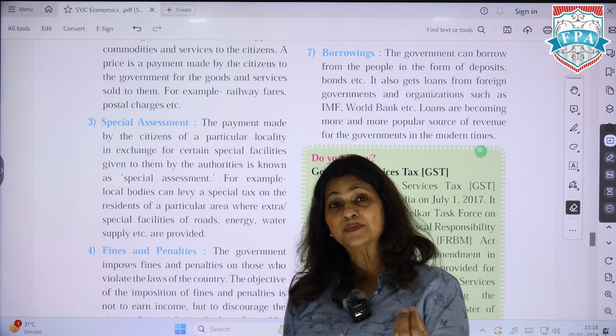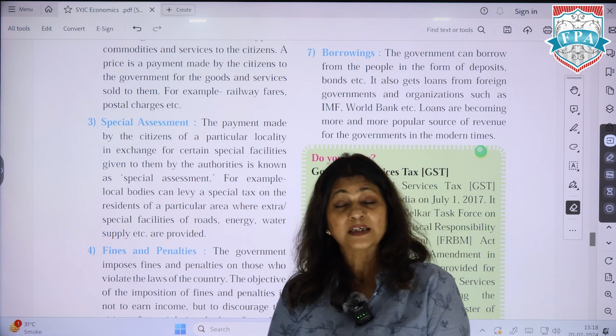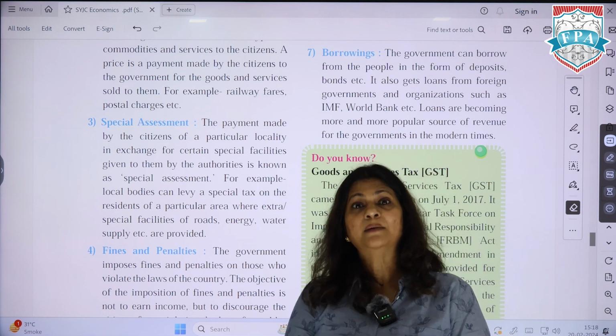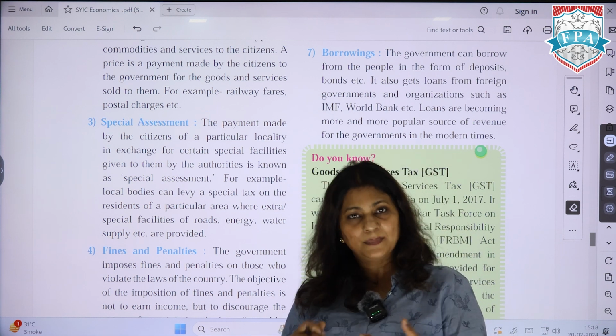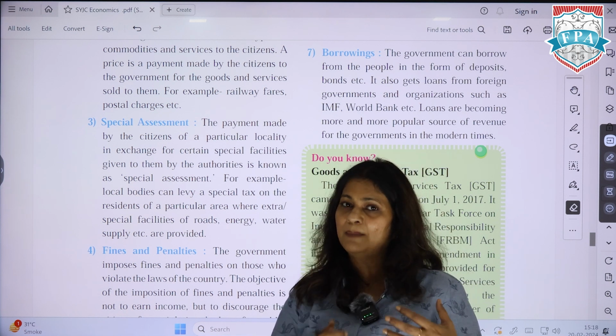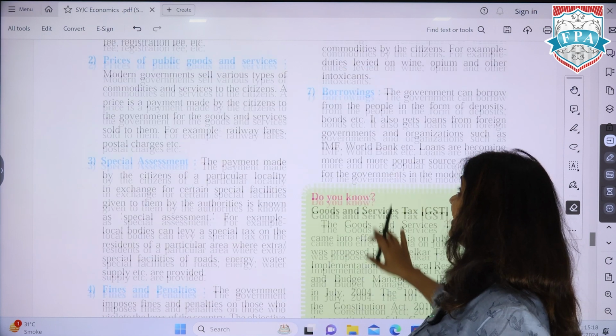So special assessment is like a benefit which is being provided to a specific set of people or locality, and that's the way government earns revenue out of it. Government provides them with those benefits, and for that they collect a particular amount of money. That's special assessment.